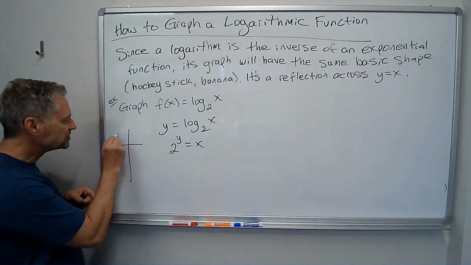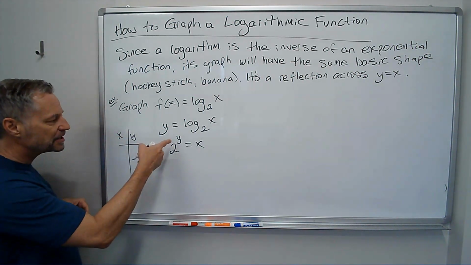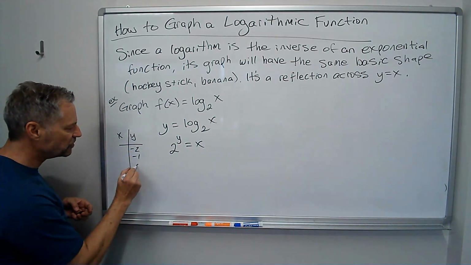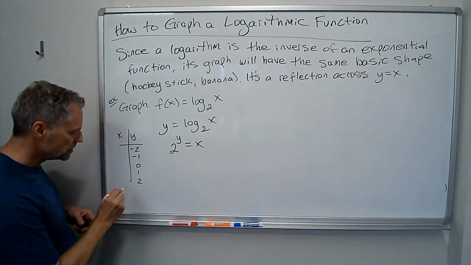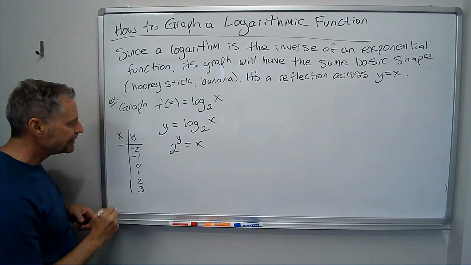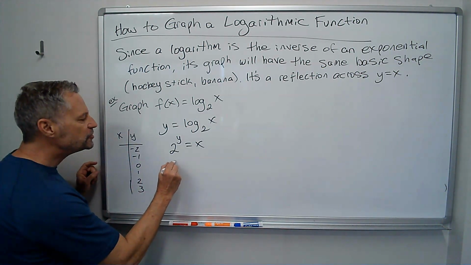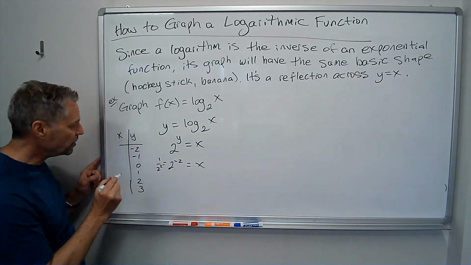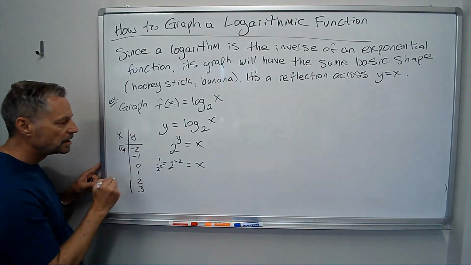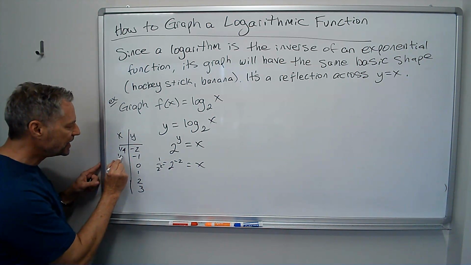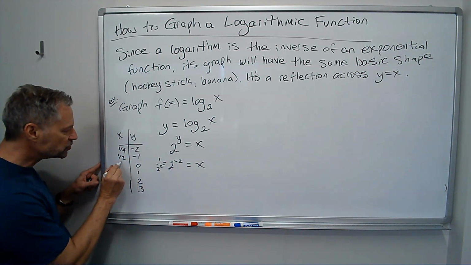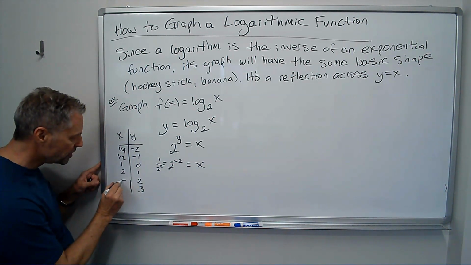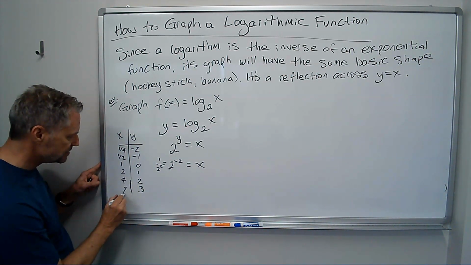So let's plot some points, x and y. I'm going to plug in values for y, calculate x. Let's do -2, -1, 0, 1, 2. We can plug in a 3. Well, remember, 2 to the -2, which is x, is going to be 1 over 2 squared, so 1/4. If I plug in a -1, I'm going to get 1/2. 2 to the 0 is 1. 2 to the 1 is 2. 2 to the 2 is 4. And 2 to the 3rd is 8.